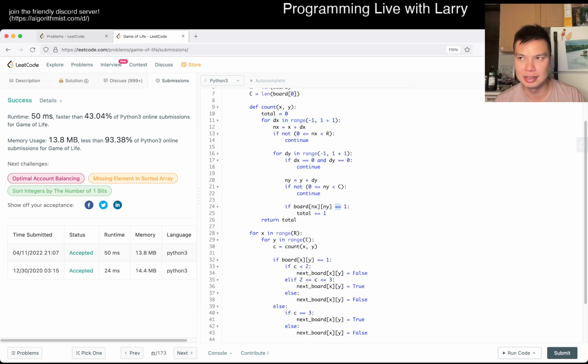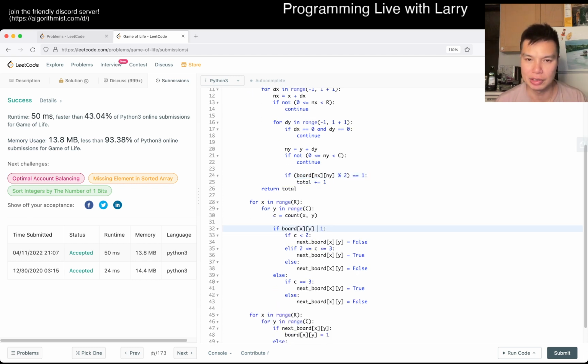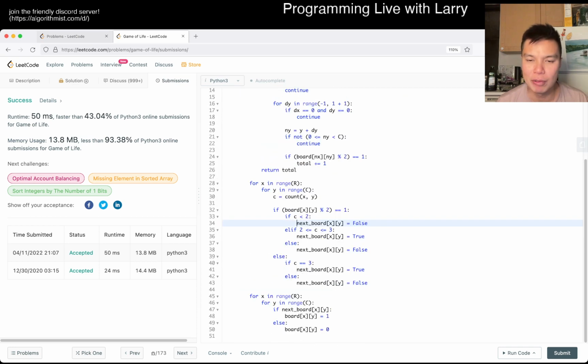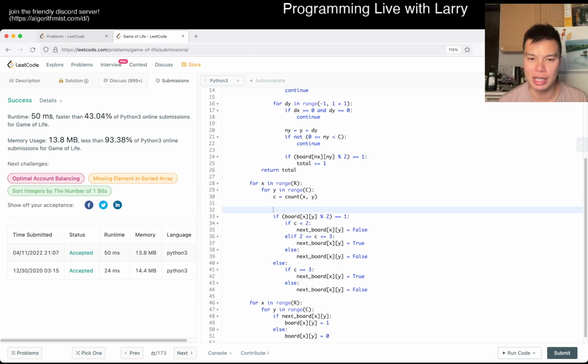We have to say if this. I know that you can use a bitwise operation here for those smarty pants who are a little advanced, but I just want to mod 2 so that it's clearer. And here we also mod 2. And that should be good for now, at least this part. But here now we have to set up the next board. So let's just say next space is equal to false, and then now we can just convert it here.